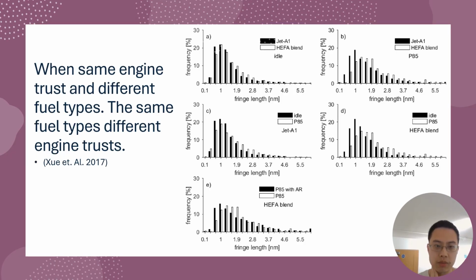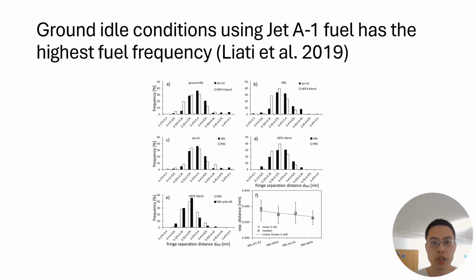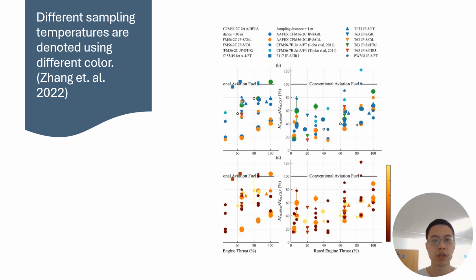Here is one same engine thrust and different fuel types. The same fuel types, different engine thrust. Here's ground idle condition using Jet A1 fuel has the highest fuel frequency. Here the different sampling temperatures are denoted using different color.